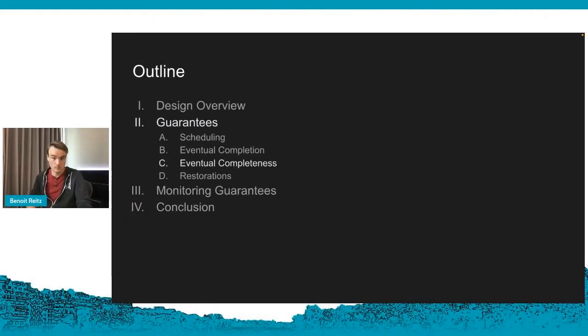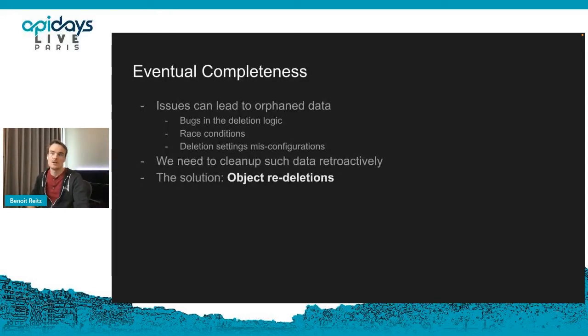Let's look at eventual completeness now, which is the second part of eventual completion. Eventual completion looks at making sure that jobs finish. Eventual completeness makes sure that we delete all of the data, regardless of whether the job has finished already or not. And there's many issues that can lead to orphan data, right? So bugs in the deletion logic, race conditions between different systems, right? So we could be trying to delete a subgraph, but then some other system somewhere like writes data that points to that subgraph, or deletion settings misconfiguration.